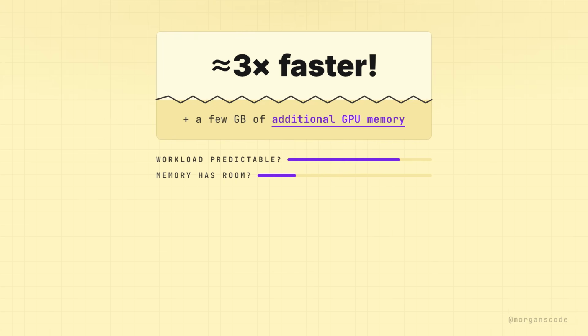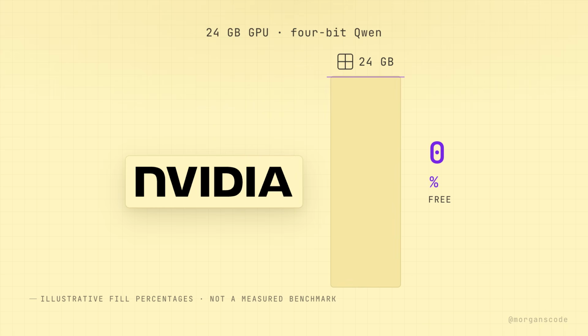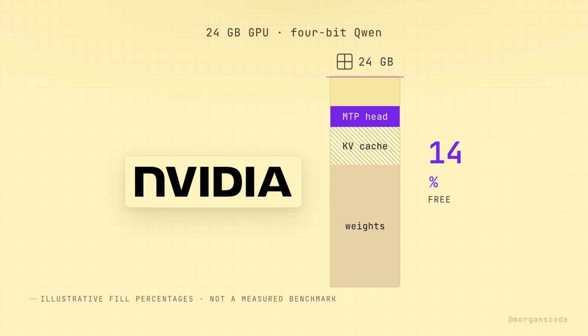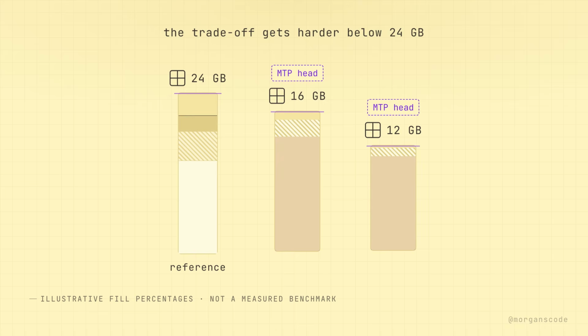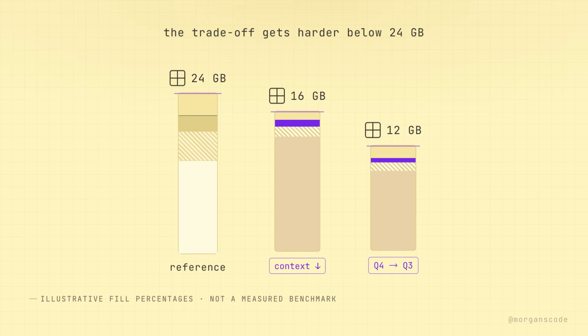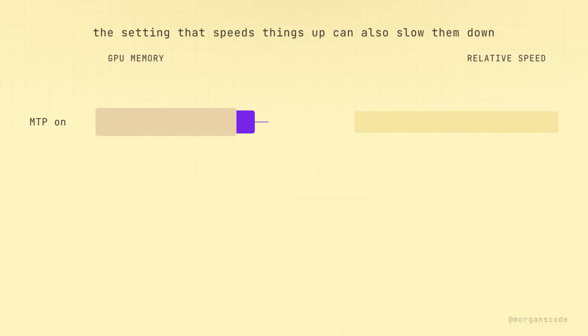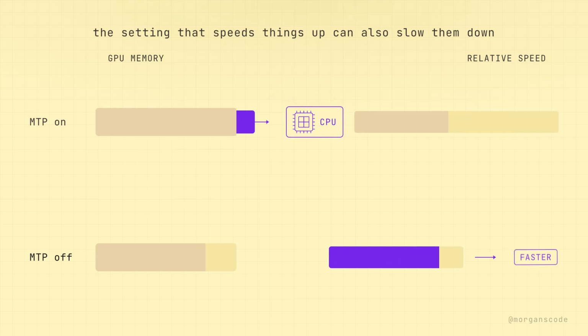The catch is that MTP uses additional GPU memory. On a 24GB GPU, a 4-bit Qwen model may leave enough room for MTP and a useful context, but the exact limit depends on the quantization, KV cache, and context length. On a 12 or 16GB card, the trade-off becomes much harder. You may need a smaller context or more aggressive quantization. If any important part of the model moves to the CPU, leaving MTP disabled can be faster.